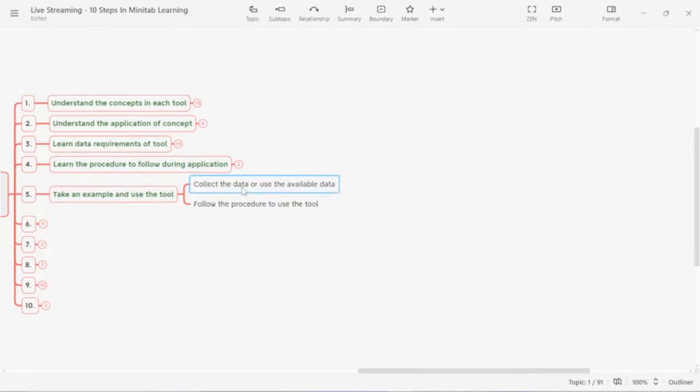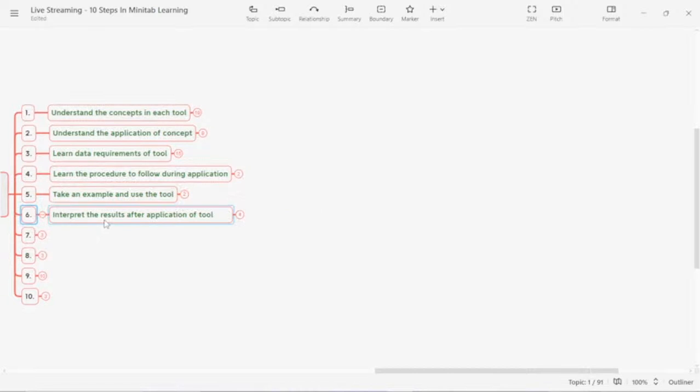Now, once we know what the concepts in each tool are, what the application of each concept in that tool is, what the data requirements of that tool are, and what procedure we need to follow during learning of that concept, the next step is to take an example. That example can be ready-made data, or you need to collect the data and use the tool. So collect the data or use the available data and follow the procedure to use the tool. In that way you are getting hands-on experience of the procedure to conduct that particular analysis.